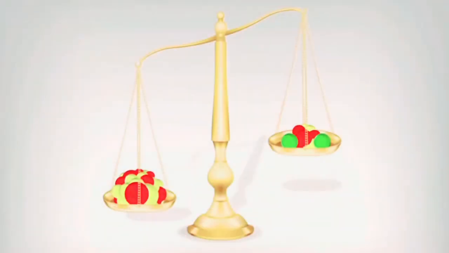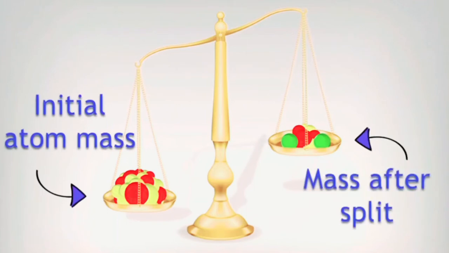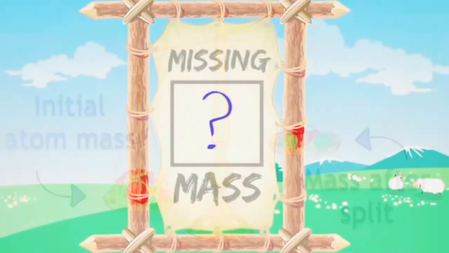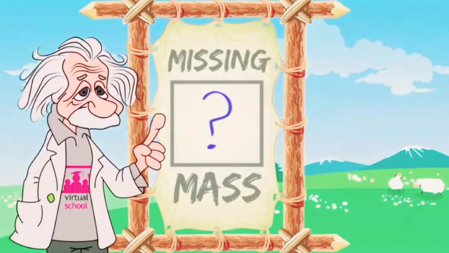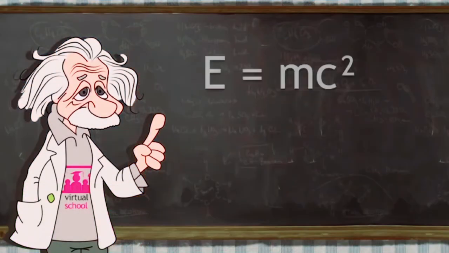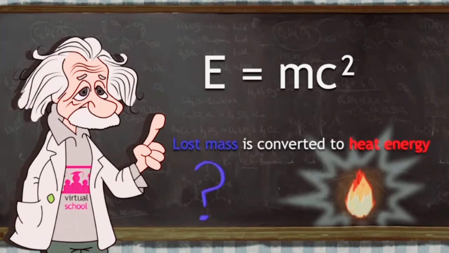If we measure the mass of the initial atom and the total mass of the products after the split, there seems to be a discrepancy. Some mass seems to be lost. Einstein's famous equation E equals mc squared shows that this incredibly small amount of lost mass is converted into a huge amount of heat energy. So we know that each atom splitting up gives off some heat energy.